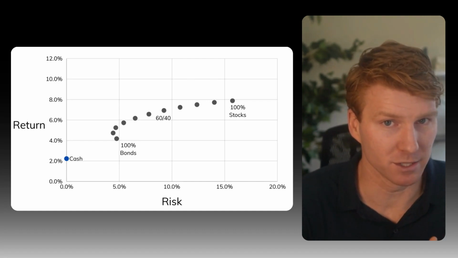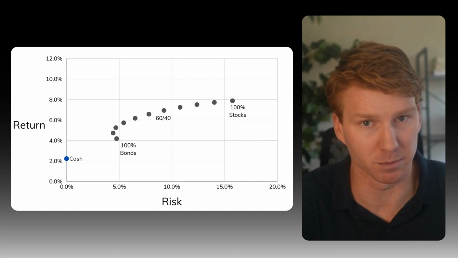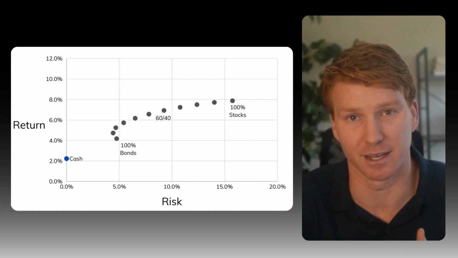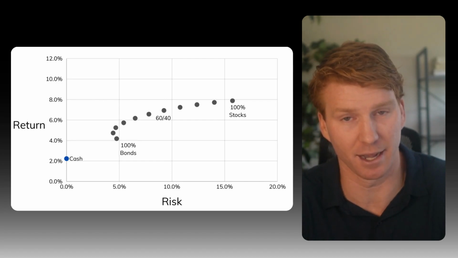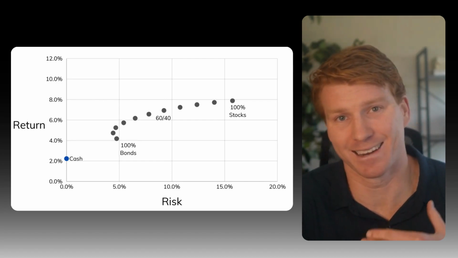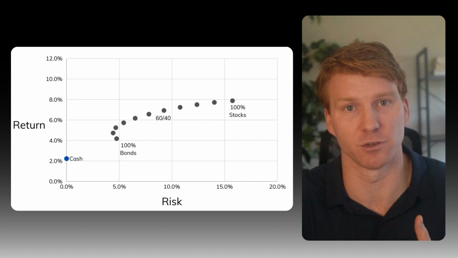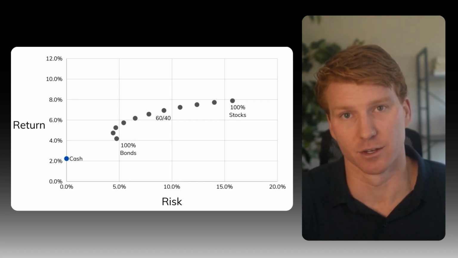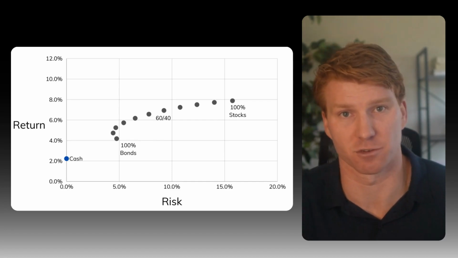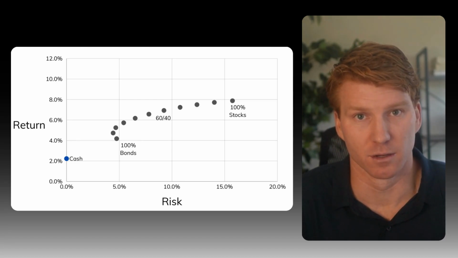But as you increase your stock allocation to 50%, 60%, 80%, and ultimately 100% in stocks, you start adding a lot more risk relative to the additional return you're getting. You're moving further to the right on this graph than you are moving up. We want to be well compensated for the additional risk we are taking, rather than taking a lot more risk to eke out a marginal return.